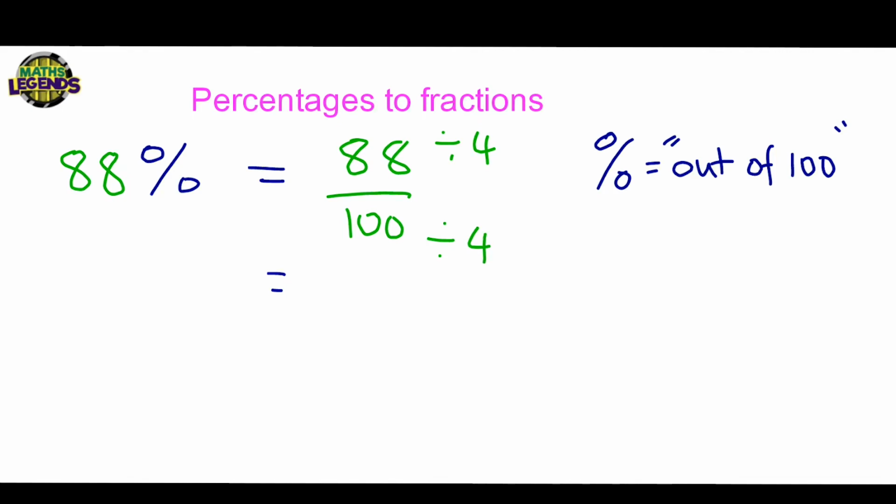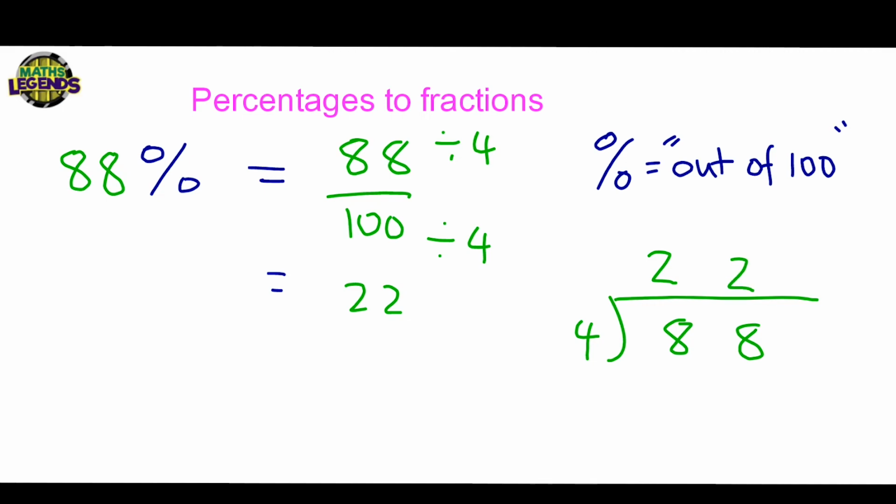This leaves us with 88 divided by 4, which is 22, which you can also do using the bus stop method. So 8 and 8, 4 outside, 4s into 8 is 2, and then 4s into 8 is also 2. So hence we have 22, and 100 divided by 4 is 25.